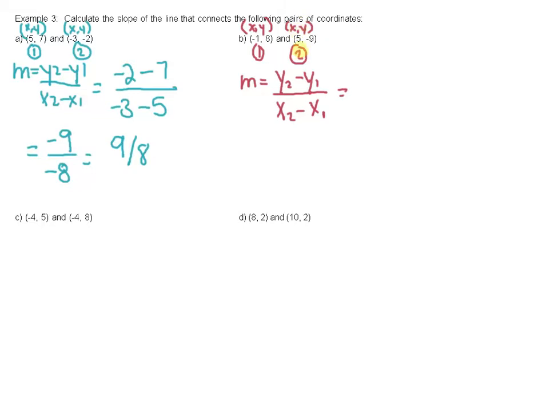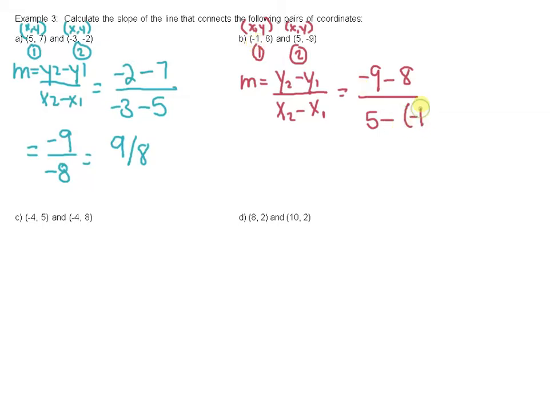Okay, so the y of coordinate 2 is -9, and the y of coordinate 1 is 8. So -9 minus 8. So this is where it gets a little bit tricky. I'd expect this on any quiz or on any test. The double negative. So x2, the x of coordinate 2 is 5 minus, because the minus is actually just in the equation. Now the x of coordinate 1 is -1.